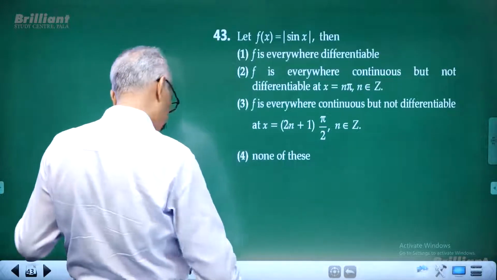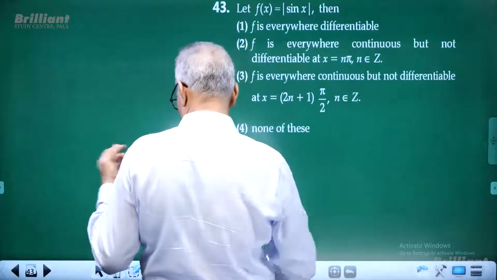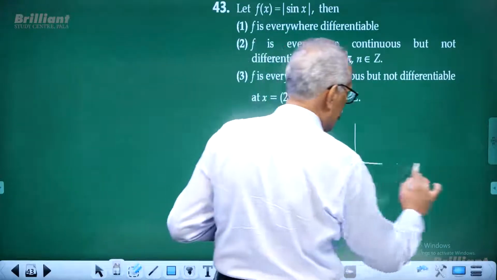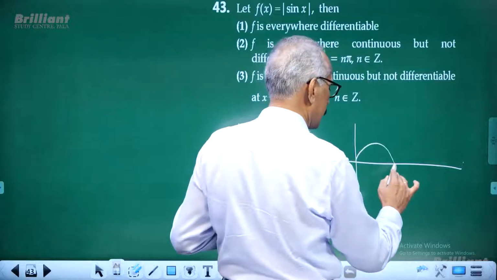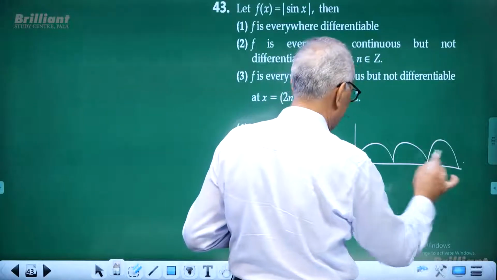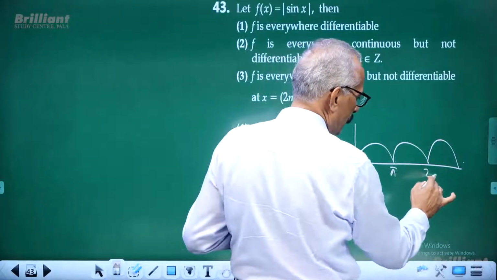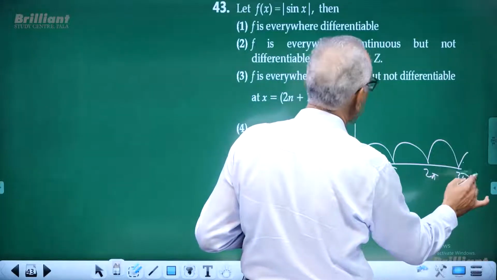You all know. Modulus of sin x. So it is x-axis, y-axis. Modulus of sin x is like this. It's periodic with the period pi. It's periodic. 0, pi, 2 pi, 3 pi.